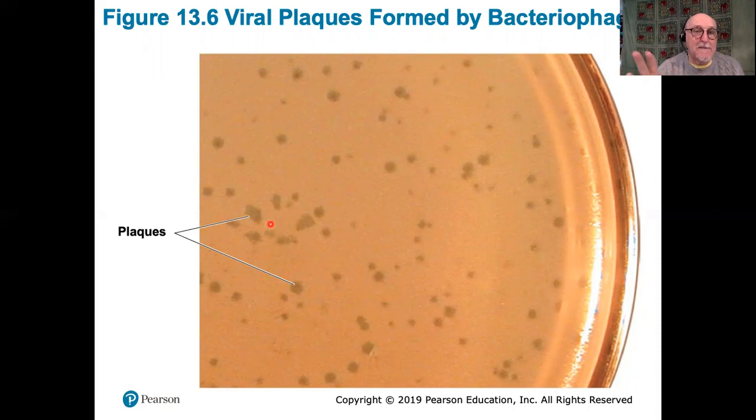I say plaque, other people say plaque. Either one is correct. And this is very useful because if we know the dilution factor that we had for our viruses, then we can work out the concentration of virus in our original sample. It's the same way that you did when we counted bacteria using a spread plate. So here we're counting the number of viruses by seeing how many of these little spots or plaques they form in a bacterial lawn.